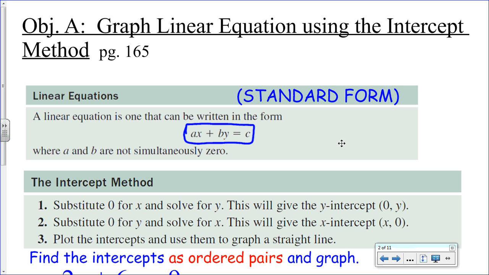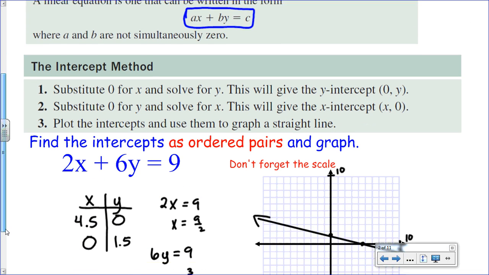So standard form depends on the type of equation, right? So standard form of a circle doesn't look like this. This is standard form of a linear equation. Then we talked about how to graph when it's in this form using the intercept method.